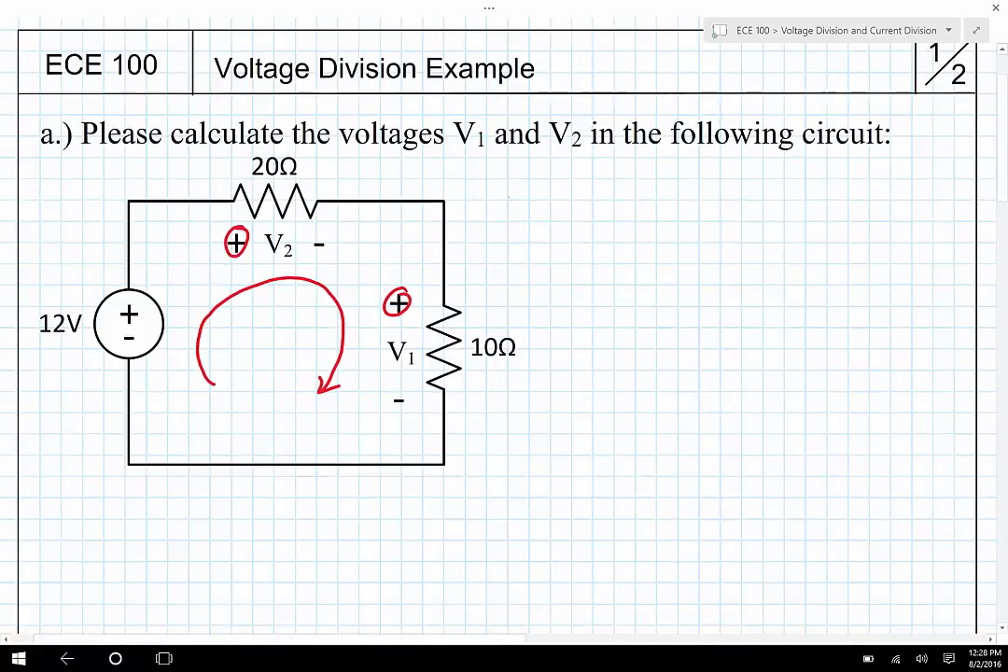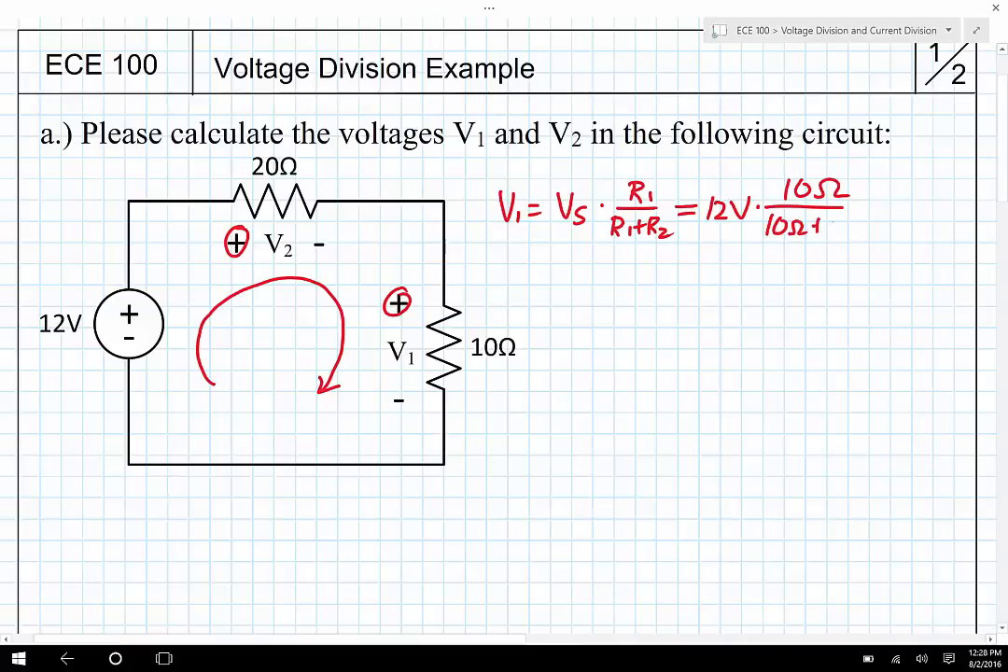So let's go ahead and do V1 is going to be equal to Vs times R1 over R1 plus R2. That's going to be 12 volts times 10 ohms over 10 ohms plus 20 ohms. And if you plug that into your calculator, you get that V1 is equal to 4 volts.